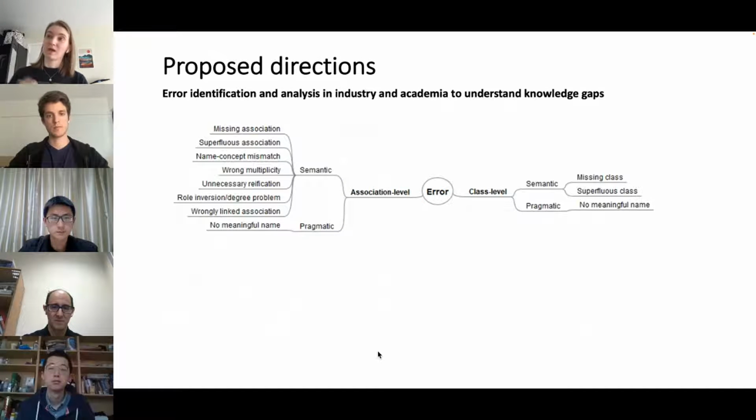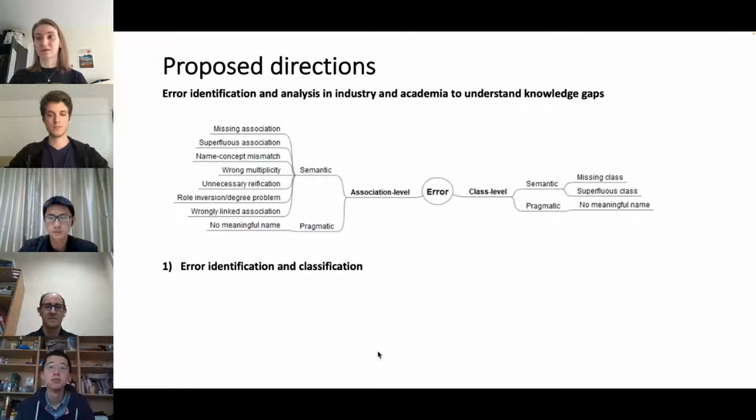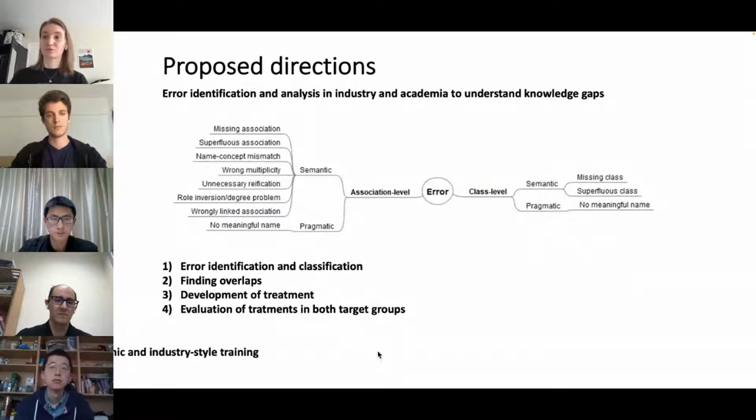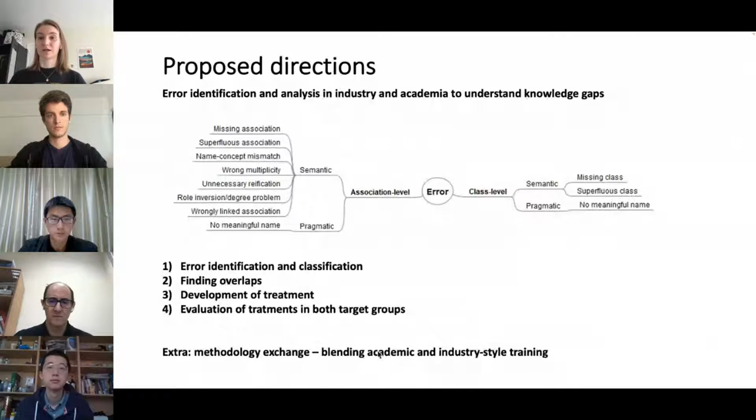And we have some proposed directions. We want to introduce error identification and classification with an error classification framework. We want to find overlaps between the industry and academia-based errors. Develop the treatment and find better ways to teach, and evaluate the treatments in both target groups. And finally, we would like to do some methodology exchange, blending academic and industry style training for conceptual data modeling.